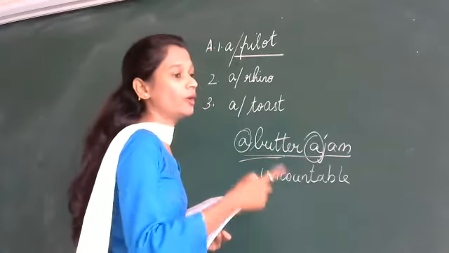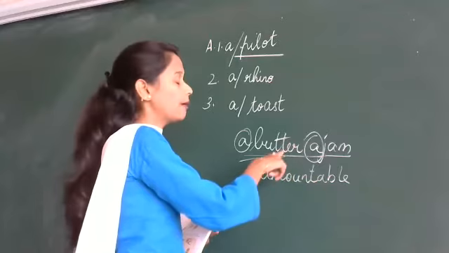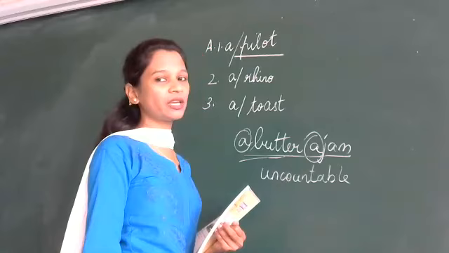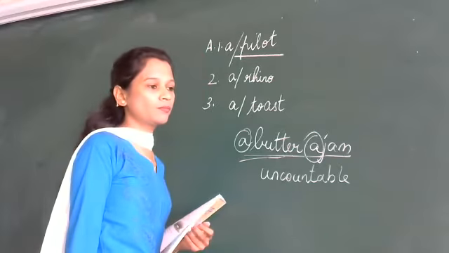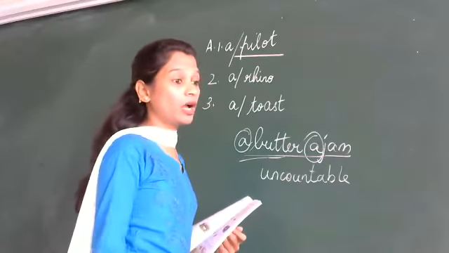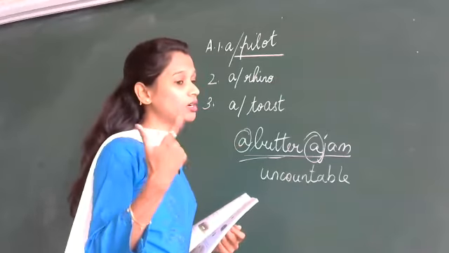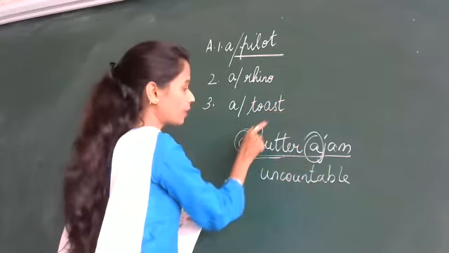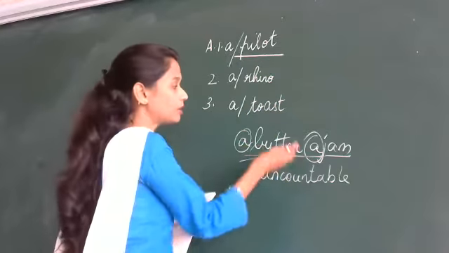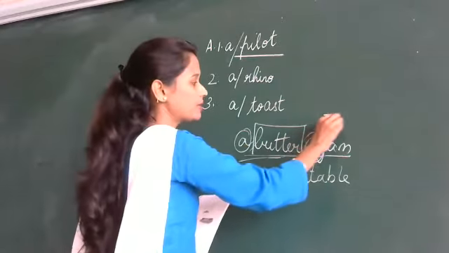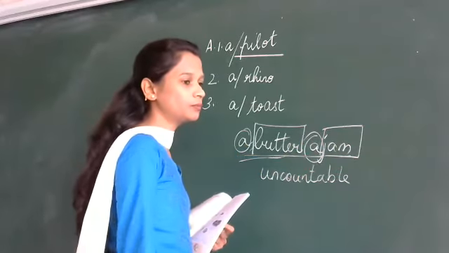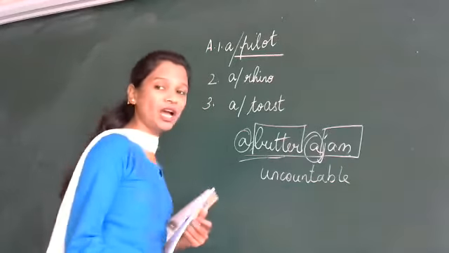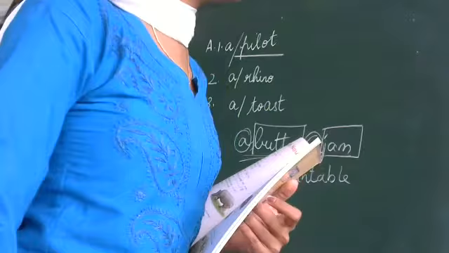When it is a countable noun, we use a. But what should I use when it is an uncountable noun? Which are the words I can use? When it is a countable or singular noun, I use a or an. But now butter is uncountable, jam is uncountable. So what can I use here? Some, enough, much, more, little.